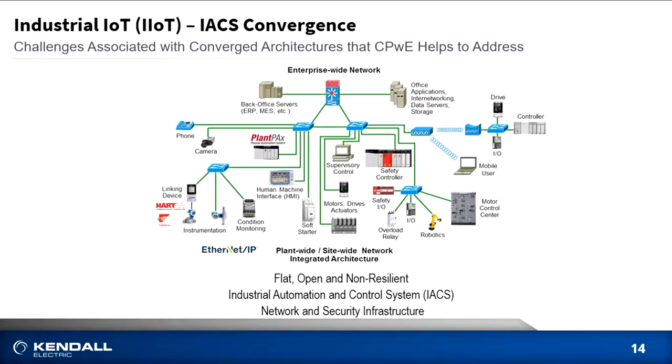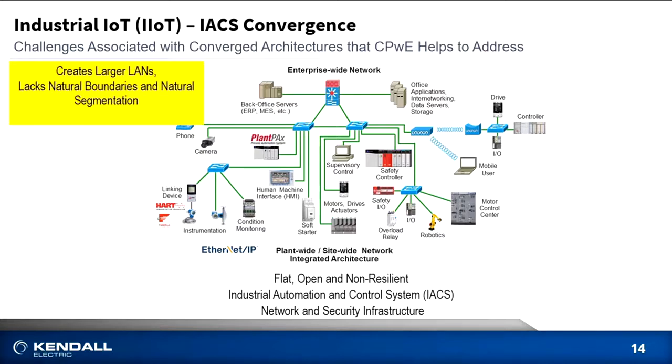Here's an example of a network that's typically what I see in most industrial environments. If you notice, this network is very flat, open, and non-resilient. Some of the issues that you'll have with this is, of course, we create larger LANs, local area networks. We don't have any natural boundaries or any type of natural segmentation with these flat, open networks.